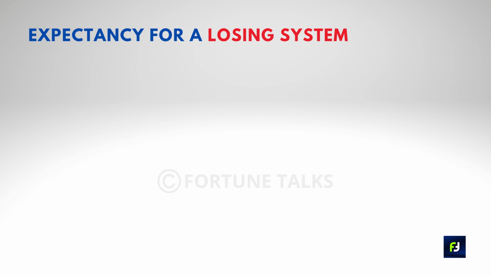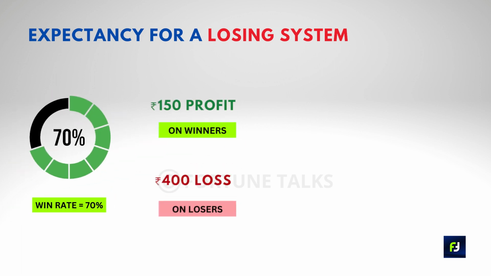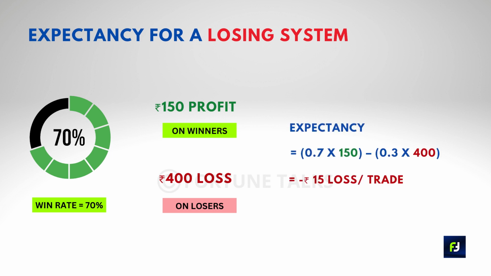A common mistake that most traders make is taking small profits, hoping to win all the time, but then letting the losing trades get out of hand. Now consider a trader who wins 70% of the time, making 150 rupees on average when he wins, but he loses 400 rupees on his losing trades. So the expectancy in this case will come out to be negative 15 rupees.